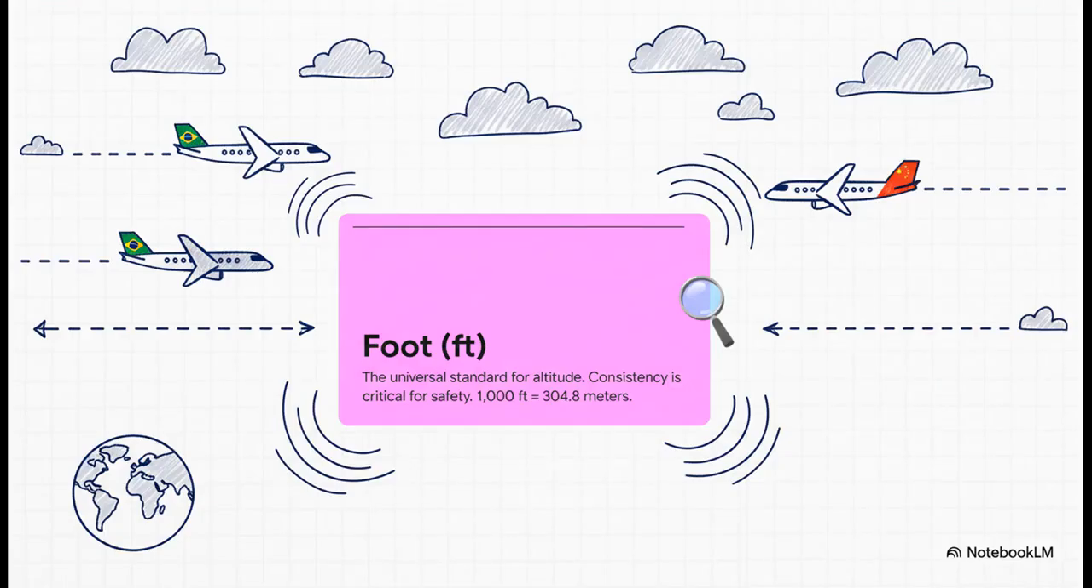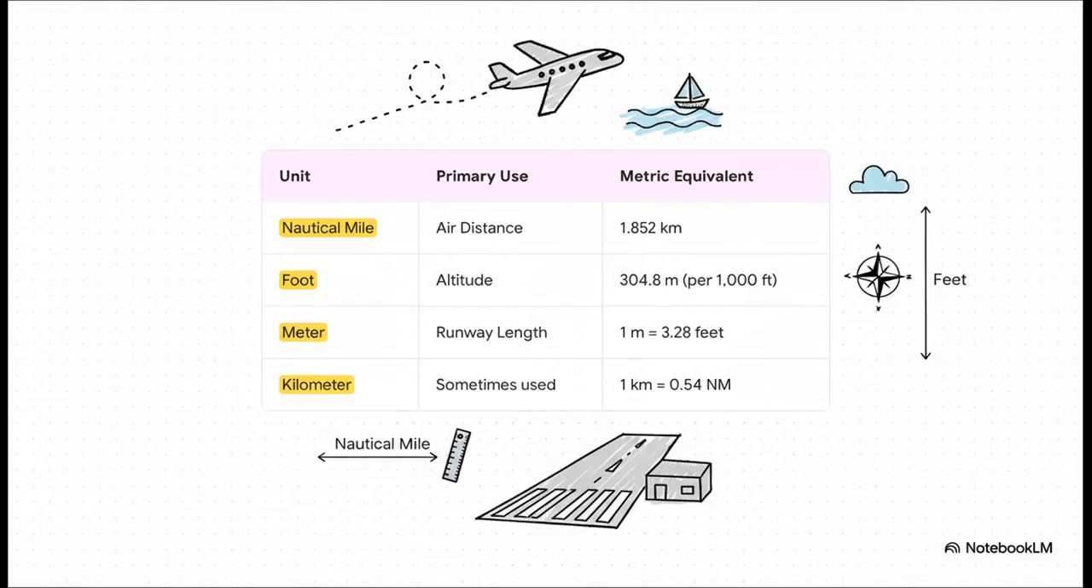And then there's altitude. For that, we use feet. And the reason for this one is simple, and it's absolutely critical. Safety. When you have dozens of planes in the sky at once, they all need to be separated by standard, predictable distances. Having one universal unit, feet, ensures a pilot from China and a pilot from Brazil are talking about the exact same altitude, which prevents catastrophic misunderstandings.